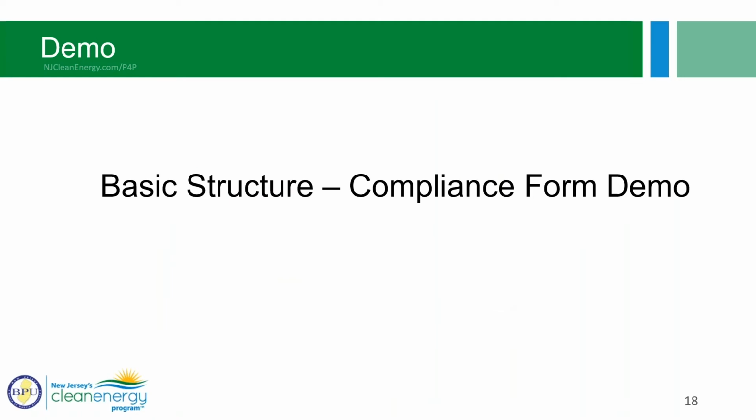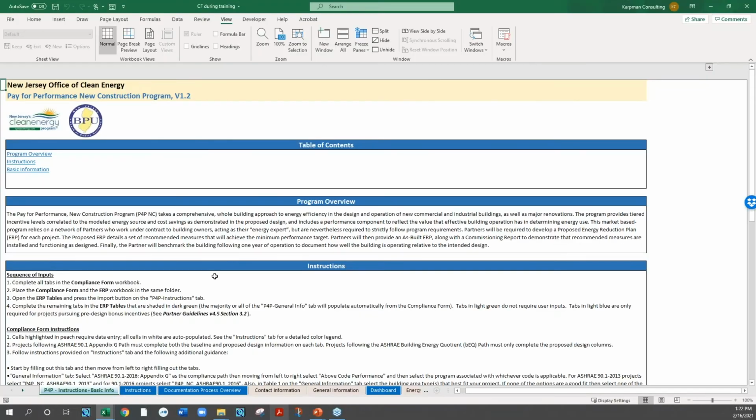Okay, so now we're going to go to the compliance form itself and take a look at some of these tabs within the compliance form. So this here is the tab that you are going to start with when you open the compliance form. This is the New Jersey Pay for Performance New Construction Programs Special Custom tab.